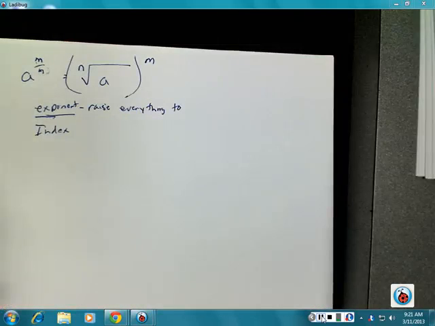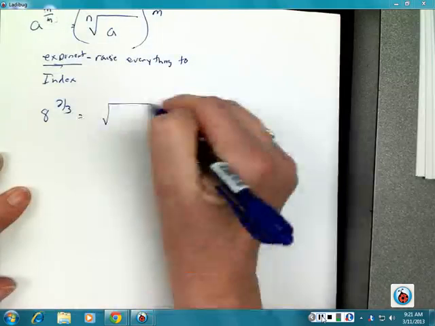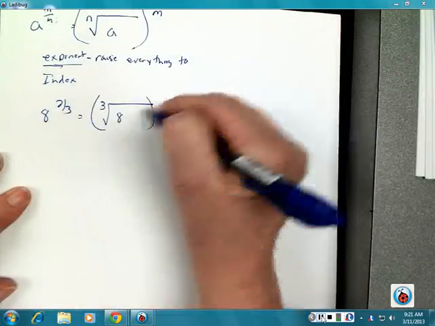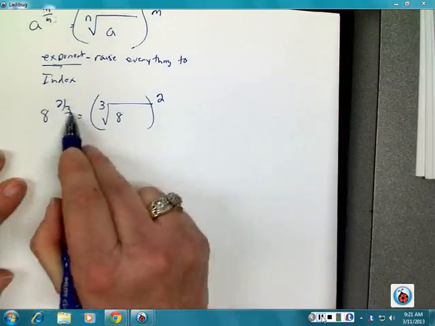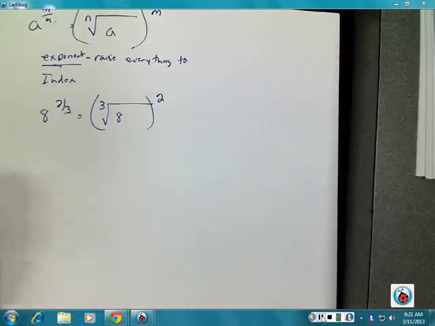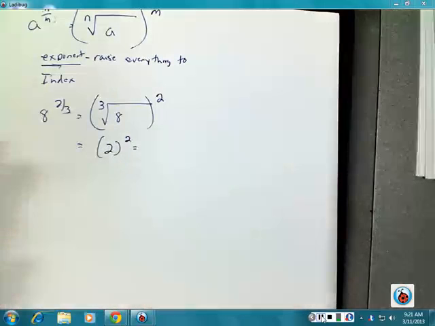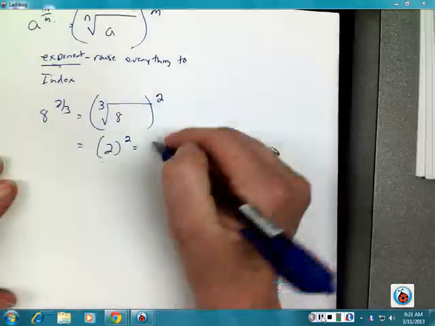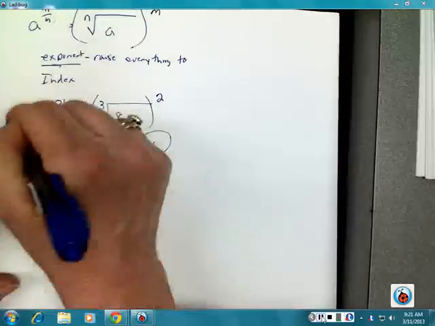Okay? So one like that might look like 8 to the 2/3. This means I have the cube root of 8, but when I get all done with it, I want to square it. Cube root of the base, but I square that whole thing when I'm all done with it. So what's the cube root of 8? Cube root of 8 is 2. Then, to be completely done with it, I square it. So 2 squared is 4. So my answer is really 4 when I work that one out.